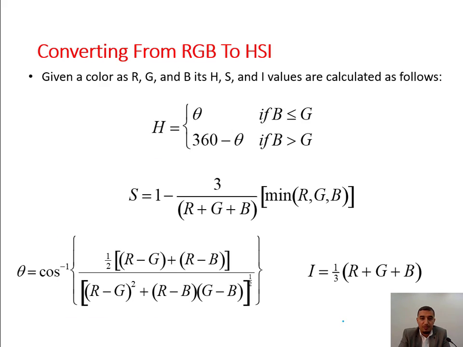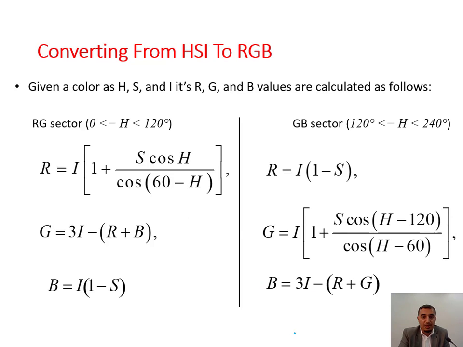Now, to convert from RGB to HSI, the hue H is equal to theta if B is less than or equal to G, and is equal to 360 minus theta if B is greater than G. S is equal to 1 minus 3 over (R plus G plus B) multiplied by the minimum of R, G, and B. Theta is the cosine inverse of half (R minus G plus R minus B) over ((R minus G) squared plus (R minus B)(G minus B)) to the power half. And the intensity is equal to one third of (R plus G plus B).